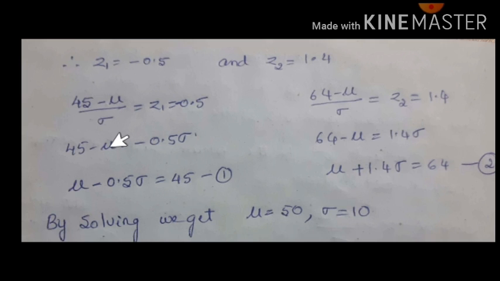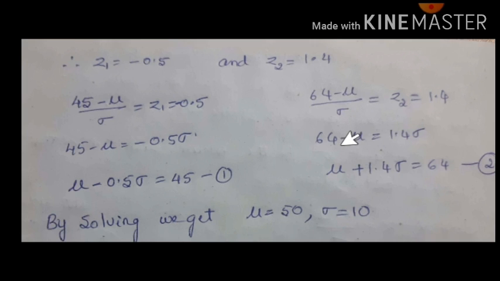Now write an equation here, with two unknowns. Which are those unknowns? Mu and sigma. So bring this mu and make it positive. So mu minus 0.5 sigma is equal to how much? You will get plus 45. In the same way, what is the second standard normal variate? Z2 is (64 minus mu) by sigma, and we obtained the z2 value as 1.4. So bring this sigma to the right side: 1.4 sigma, and 64 minus mu will be on the left side.